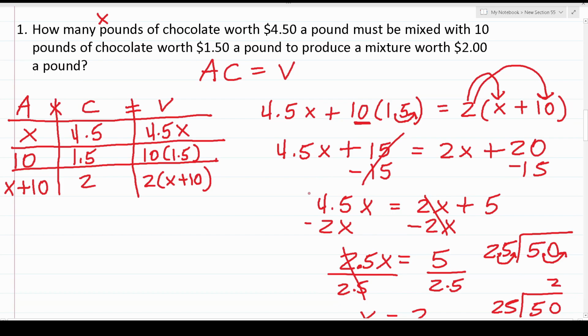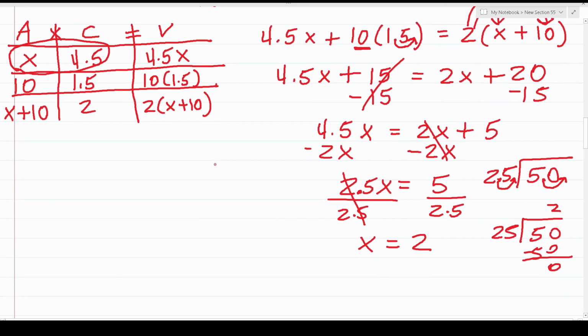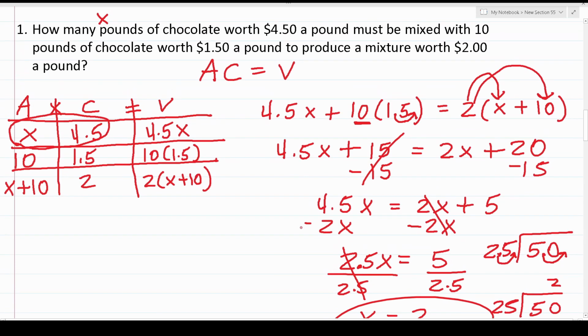And the question asks, how many pounds of chocolate worth $4.50 a pound must be mixed with 10 pounds of chocolate worth $1.50 a pound? Well, that amount is right here. Again, this x refers to the chocolate that is $4.50 a pound. So in this case, x tells us what the answer is. x is 2, so we need 2 pounds of chocolate worth $4.50 a pound. All right, so that's that one.